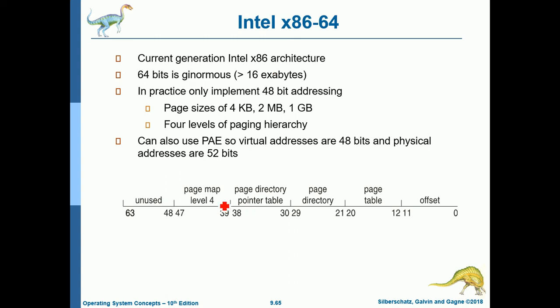So again, this is the composition of its 64-bit address. We have the offset for bits 0 to 11, bits 12 to 20 are the page table, 21 to 29 is the page directory, 30 to 38 is the page directory pointer table, and 39 to 47 is the page map level 4. And of course, as said, in practice only 48-bit addressing is implemented, so bits 48 to 63 are unused.